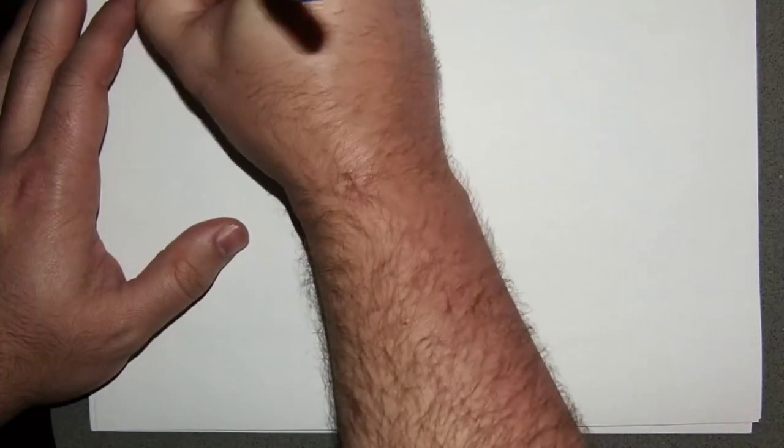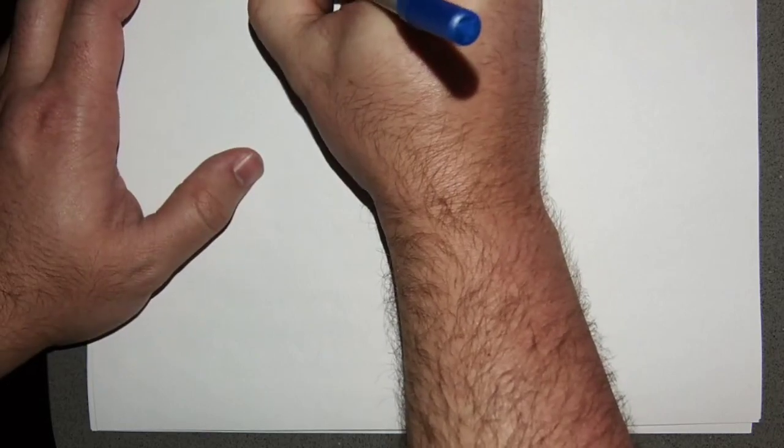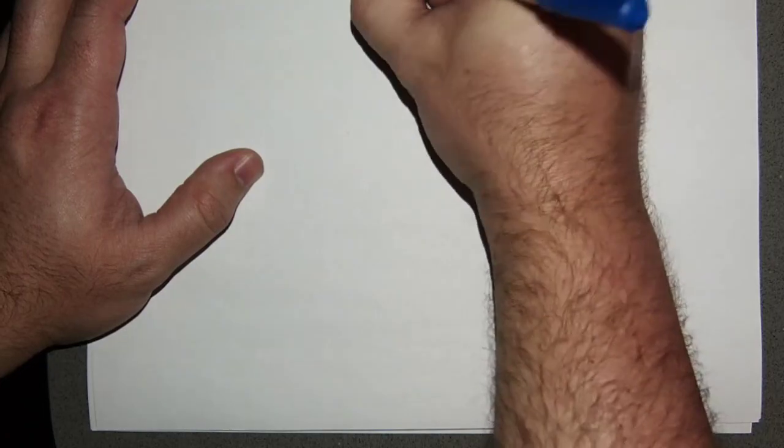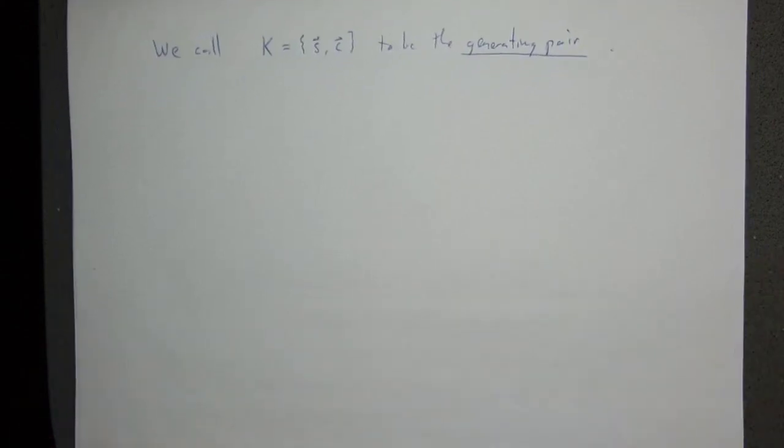We call K, which is the vector S taken with the vector C, to be the generating pair. So we call the vectors S and C the generating pair for our key.